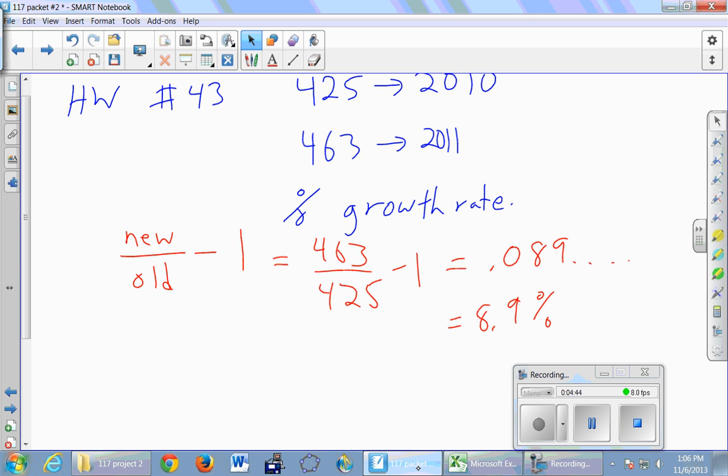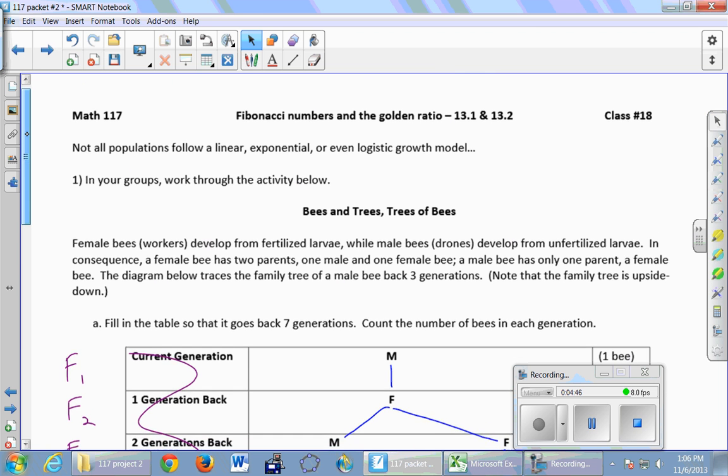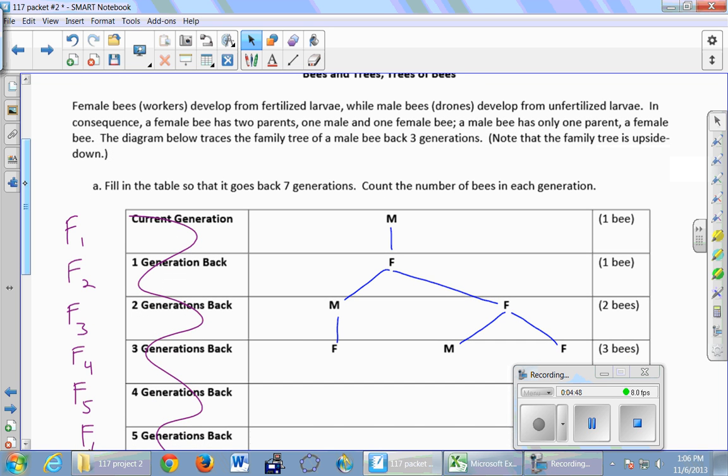Okay, so let's take a look back at the notes and we'll remind ourselves about this whole bee problem. There was this really strange way in which bees reproduce. A female bee has how many parents? A female bee has 2 parents, a mother and a father, but a male bee has only one parent, and it's always a mother. And that's true, it's just the way that it works.